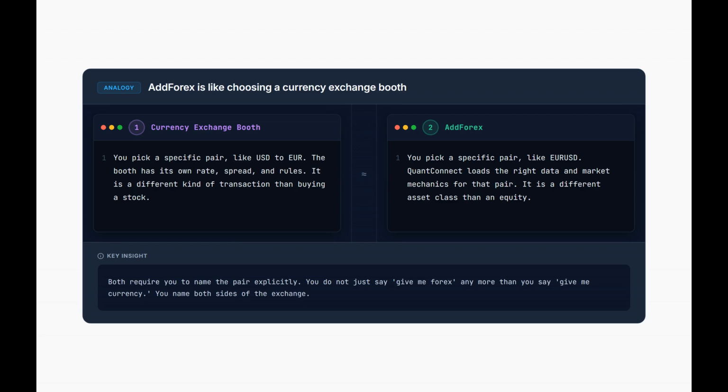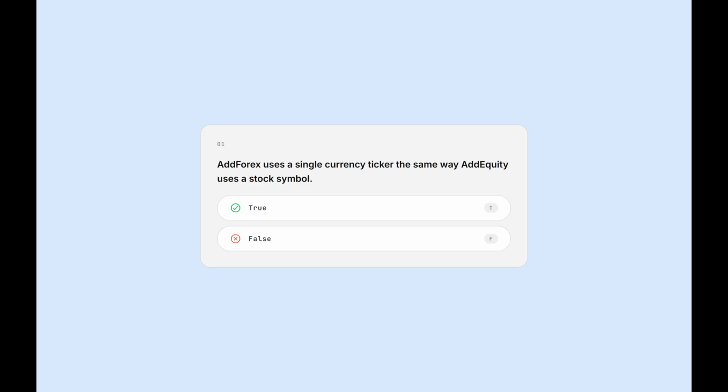AddForex works exactly the same way. When you call it, you tell QuantConnect which currency pair you want to trade, which in this case is EURUSD. Instead of a ticker like AAPL, you pass in a pair like EURUSD, and QuantConnect loads all the market data and mechanics that go with it. With that, we wrap up the simple introduction of the concept of AddForex in QuantConnect.